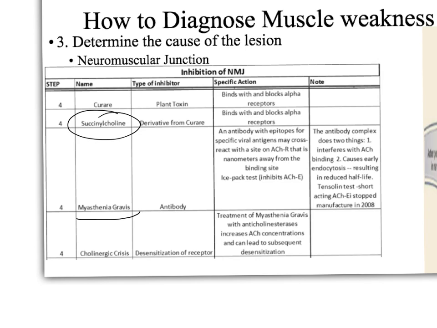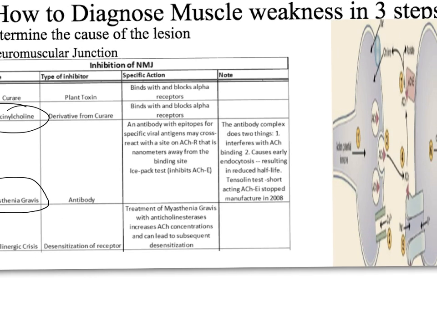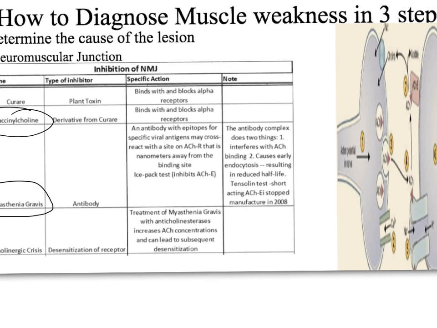Myasthenia gravis, it's going to have antibodies that have an epitope, and the epitope will also bind with these alpha receptors, just nanometers.